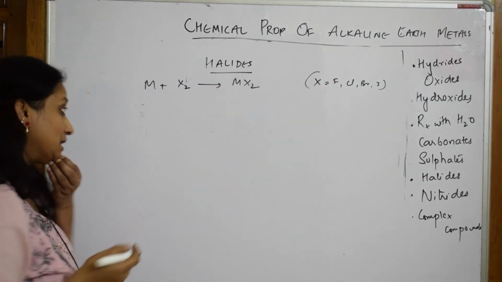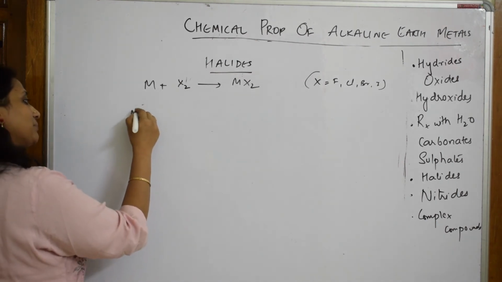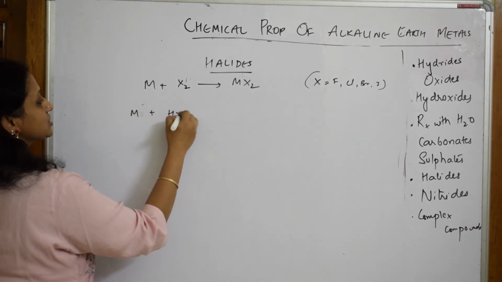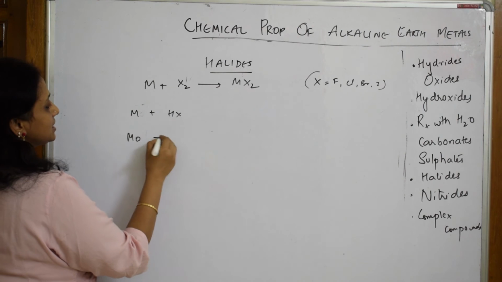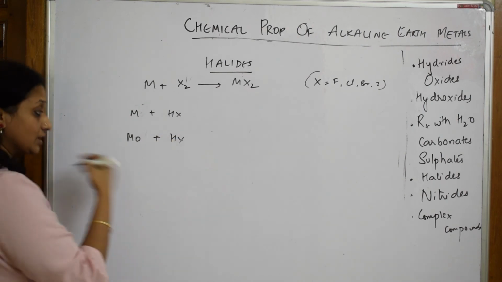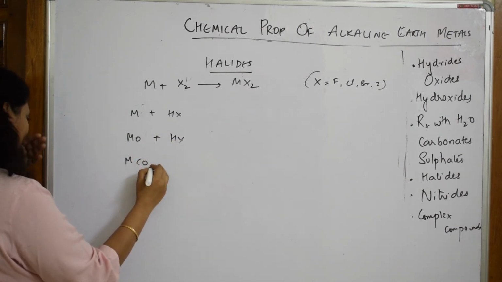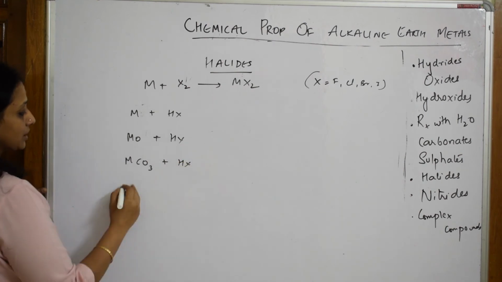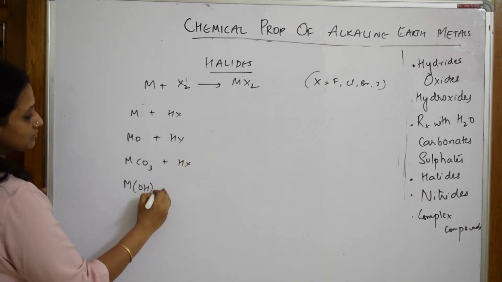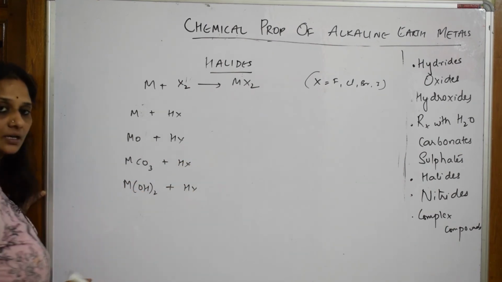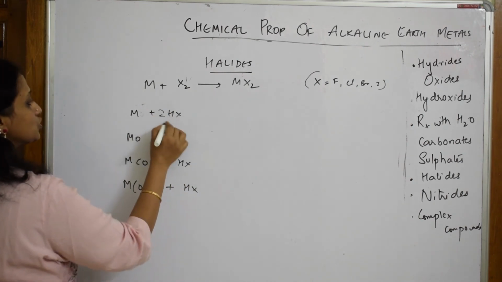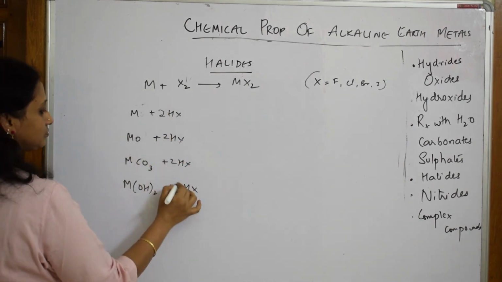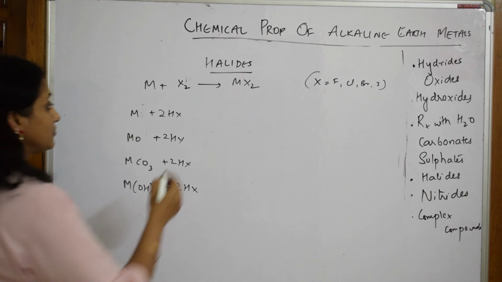Now, let me write: metal combines with HX, metal oxide combining with HX, metal carbonate combining with HX, metal hydroxide also combining with HX. Everywhere, let me take 2 moles of HX. Now what happens when it combines?